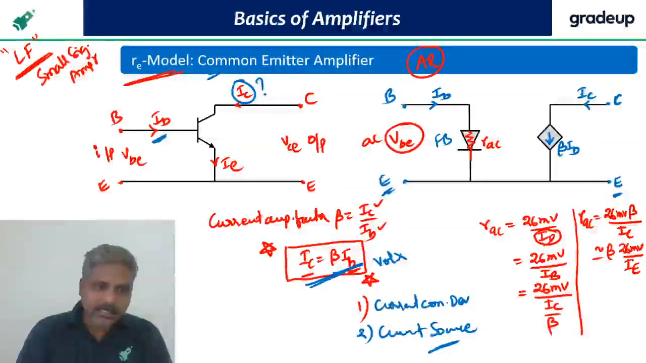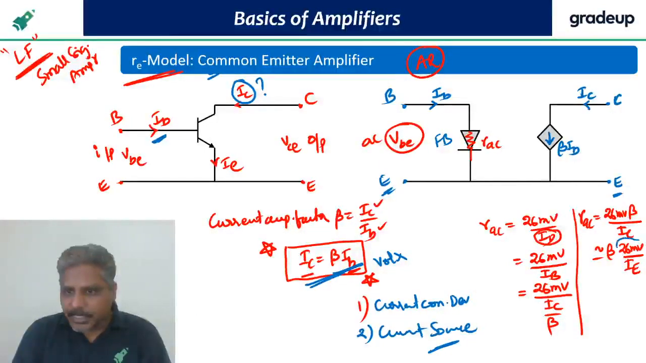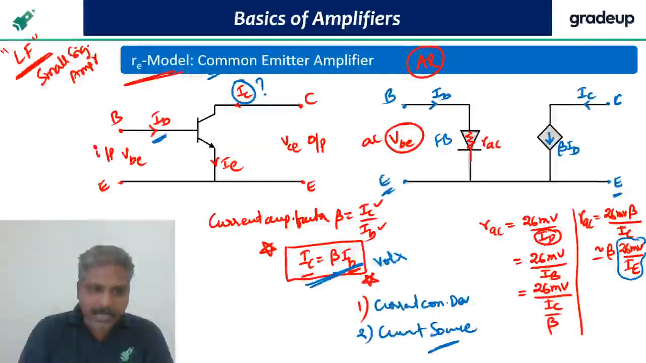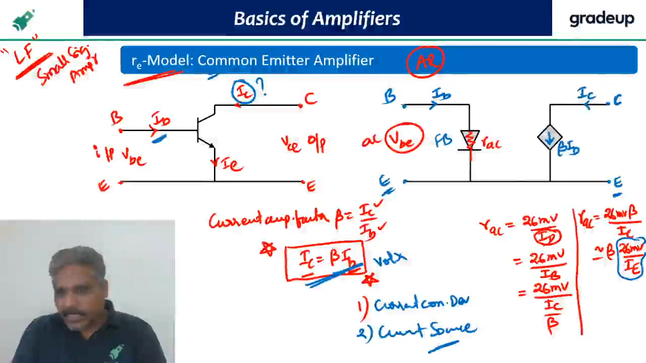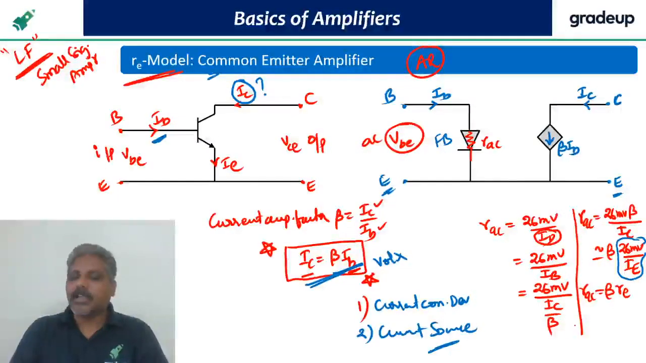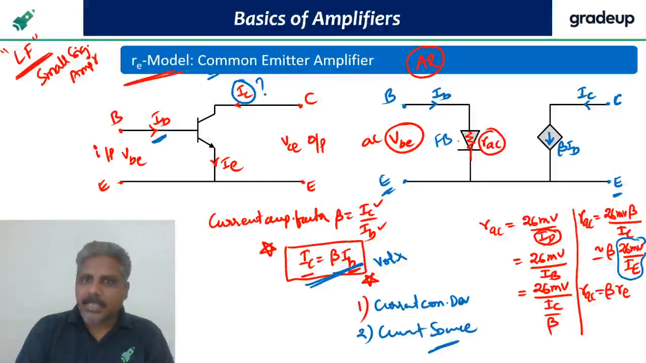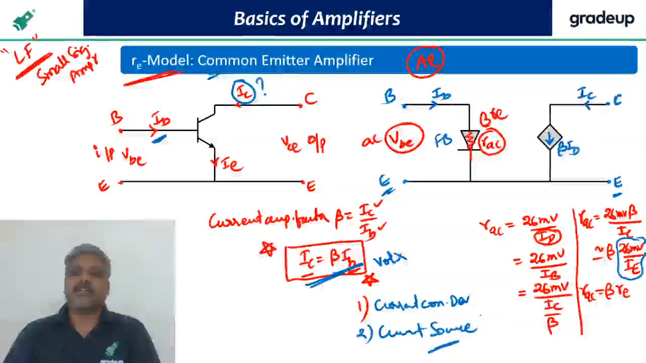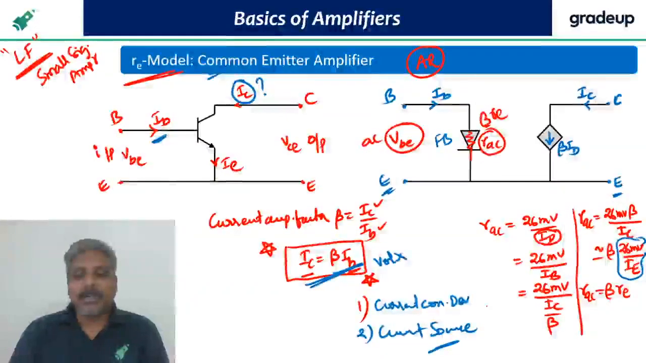Now see what this term is. Beta into 26 millivolts by IE. Is it not equal to RE, guys? So the dynamic resistance RAC is equal to beta times this term. What I have put in blue color is nothing but RE, which we have discussed already. So the dynamic resistance now offered by this junction is beta RE, not just RE. How is it different from common base?